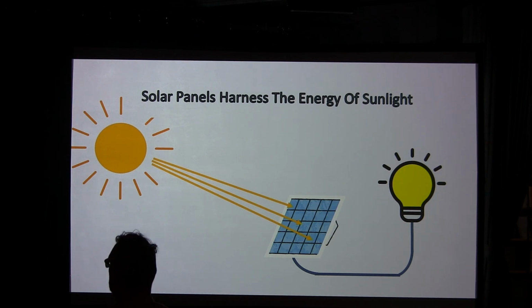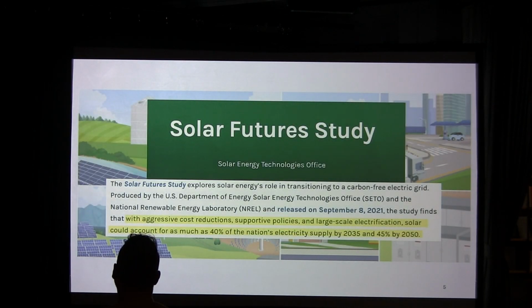In fact, as we decarbonize our energy grids, we plan to use solar a lot more. So in the US, we've set our sights on eliminating carbon emissions by 2050. In fact, solar could play a huge part in that. In the Solar Futures study published in 2021 by the National Renewable Energy Lab, so NREL, they found that with aggressive cost reductions, supportive policies, and large-scale electrification, solar could account for as much as 40% of our nation's electricity supply by 2035 and 45% by 2050.